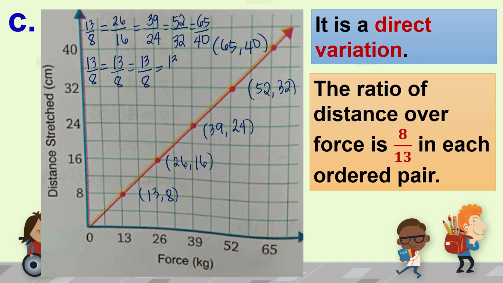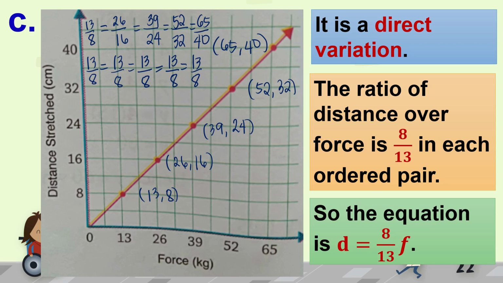So 13/8. And the last one, divide it by 5. So 13/8. So the ratio is the same in each ordered pair. That is why we can say that this is a direct variation. And to write the equation, distance D is equal to 8/13 F, where F is the force. Okay? So that is the equation for this graph.